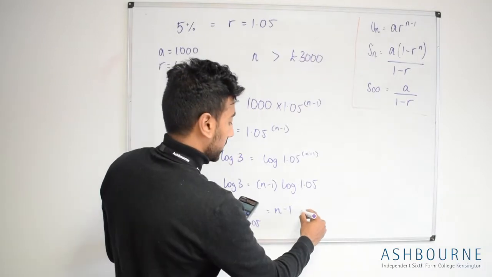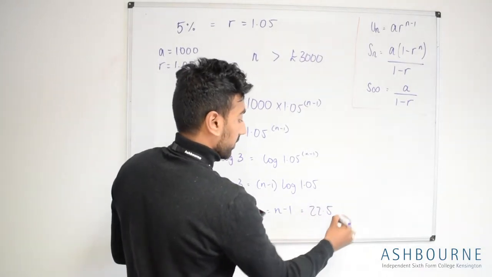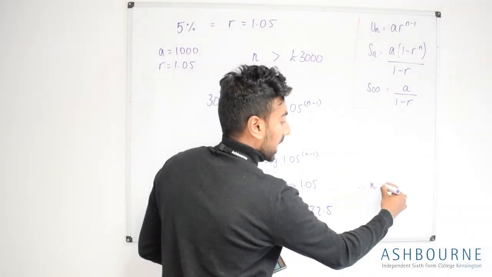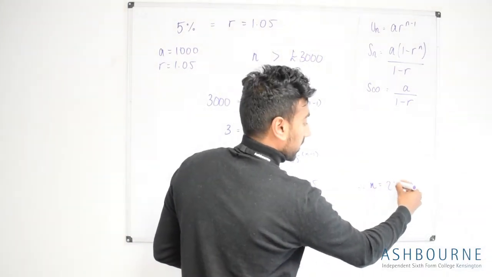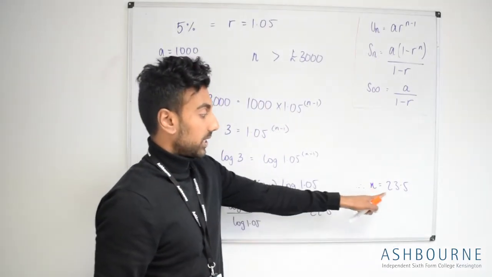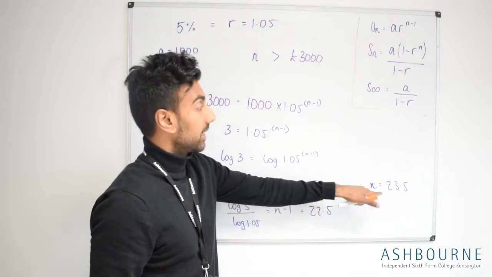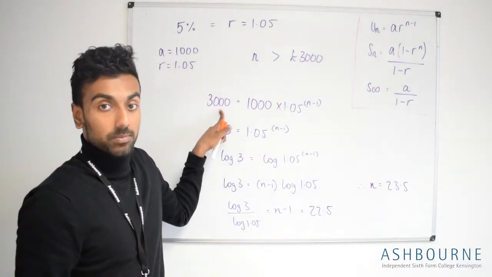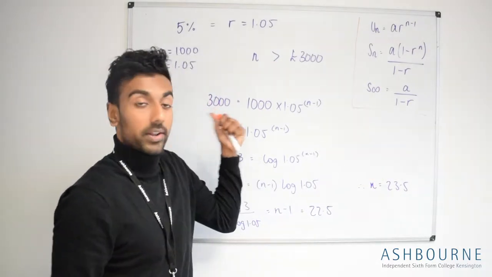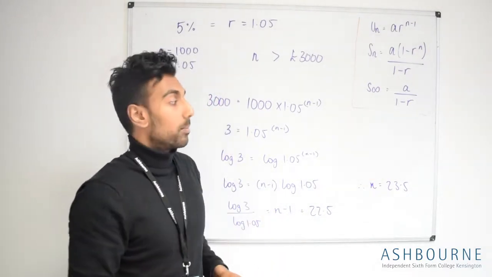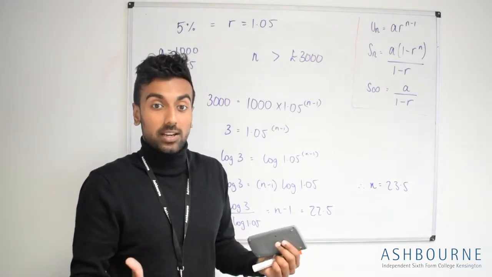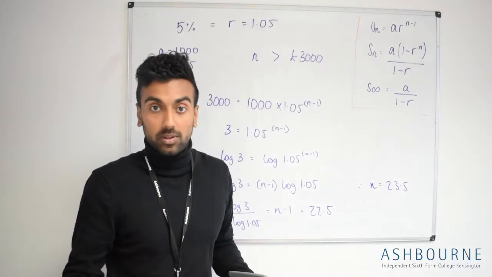a value of 22.5. Therefore, we can say n is going to equal 23.5. So what's happened here is we've worked out the value of n that gives me exactly £3,000. So halfway through my 23rd year, I would have earned exactly £3,000. But I want to know the full year where I will exceed. So which year will my bank account start with greater than £3,000?